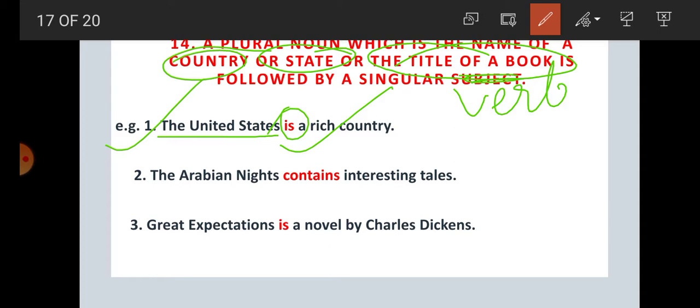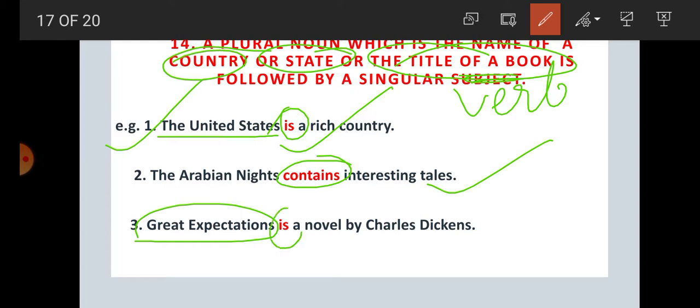The Arabian Nights, this is the name of a book. So it takes what? A singular verb, contains. Great Expectations is a novel by Charles Dickens. Here students, this Great Expectations is a novel. That's why is, a singular verb, is correct. So we got here students that a plural noun which is the name of a country or state or the title of a book is followed by a singular verb.